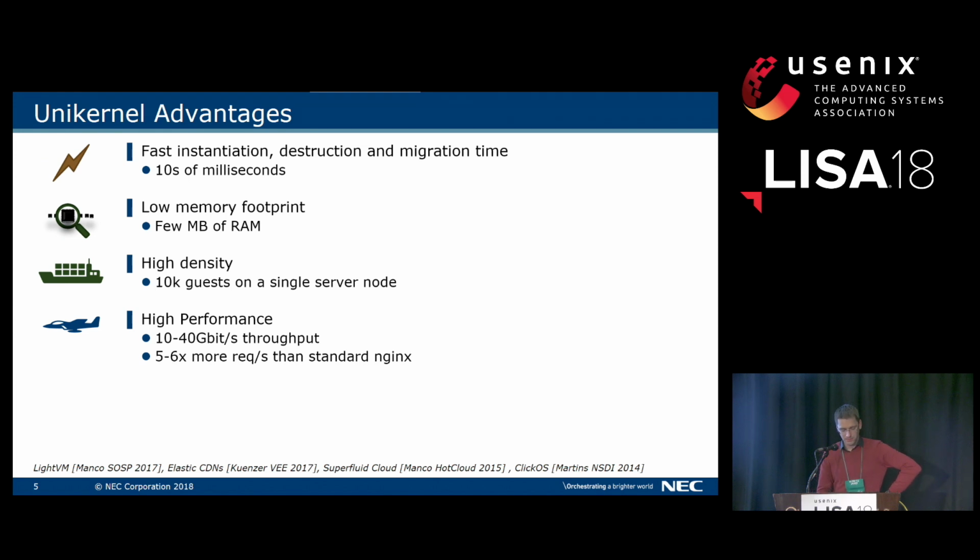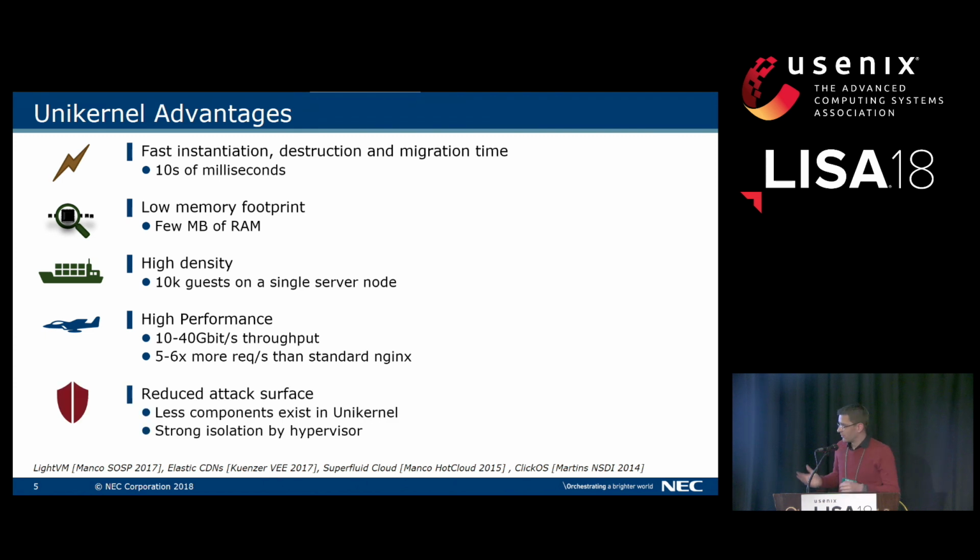We got really high performance. These numbers are for one guest CPU. We built a VNF middlebox that could cope with 10 to 40 gigabits of network traffic. And in comparison, let's say with a standard Nginx setup with a standard Linux kernel underneath, we were 5 to 6 times faster by having a fully specialized software stack for an HTTP server. And then, of course, you have a reduced attack surface because, first of all, you have fewer components in the unikernel, and you have the strong isolation provided by the hypervisor.